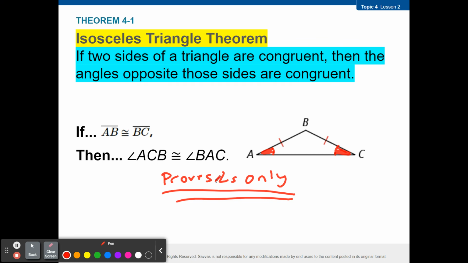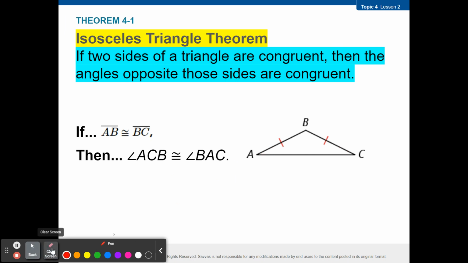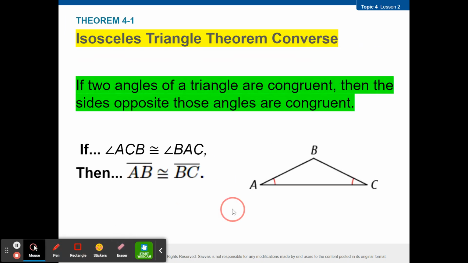All right, anybody still copying this down? All righty. Keep it rolling. All right, here's the next one, the isosceles triangle theorem converse. So in this case, if two angles of a triangle are congruent, then the sides opposite those angles are congruent. I'd write it down then. Converse.